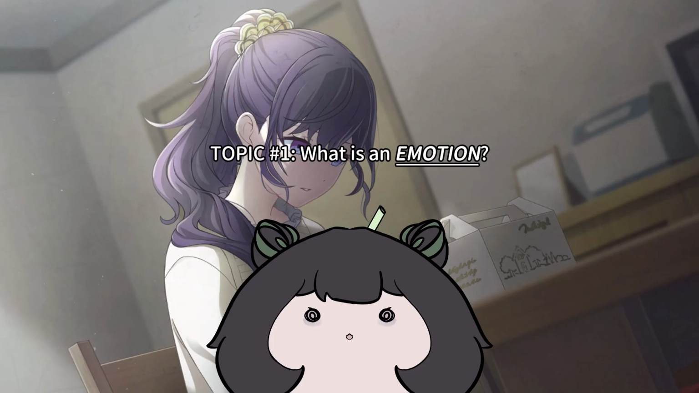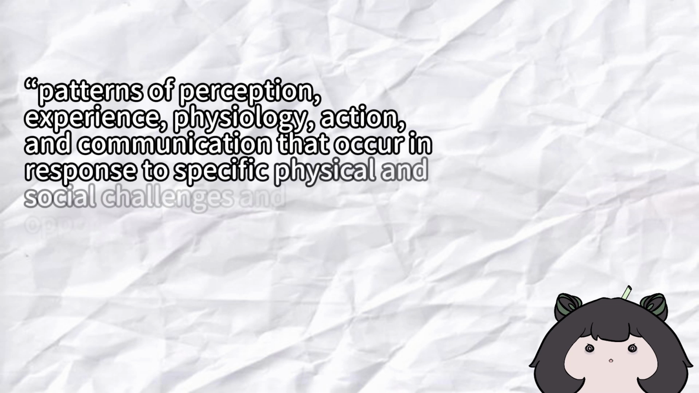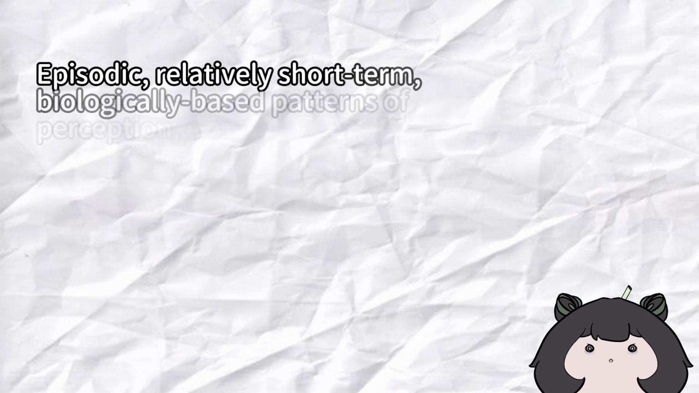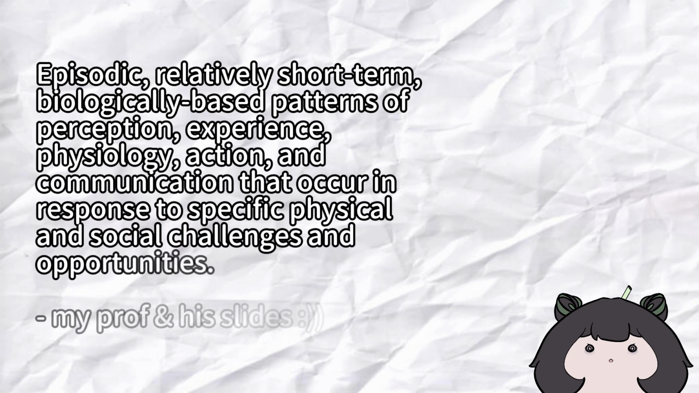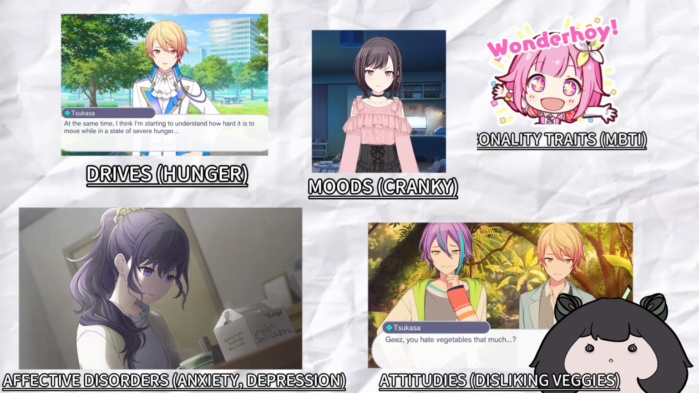What is an emotion? Emotions are episodic, relatively short-term, biologically based patterns of perception, experience, physiology, action, and communication that occur in response to specific physical and social challenges and opportunities. To also help you out, emotions are not drives, moods, affective disorders, attitudes, or personality traits.